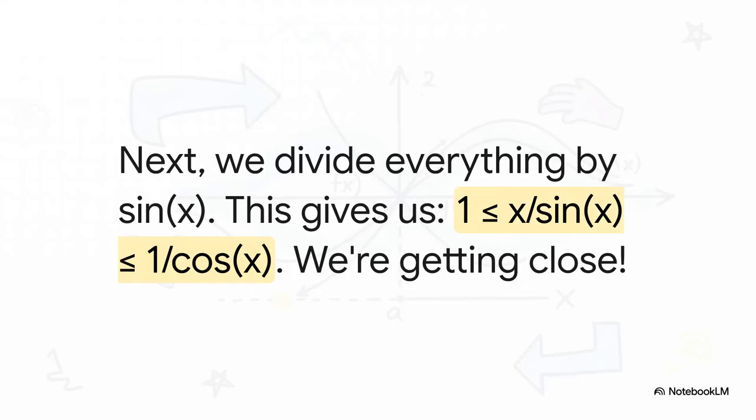Okay, for our next move, let's divide the entire thing by sine of x. So on the left, sine of x divided by itself is just 1. In the middle, we get x over sine of x. And on the right, well, remember, tangent of x is just sine over cosine. So if you divide by sine, you're left with 1 over cosine of x. Now hold on, we're so close, but the thing in the middle is x over sine x. It's the reciprocal of what we want.